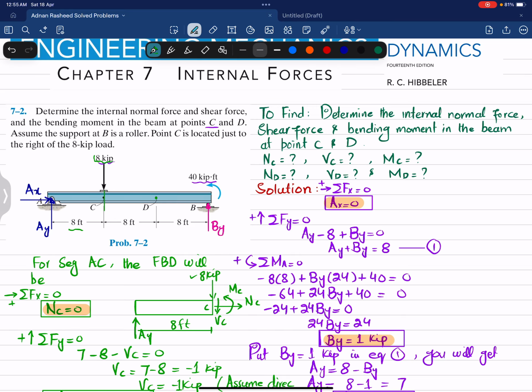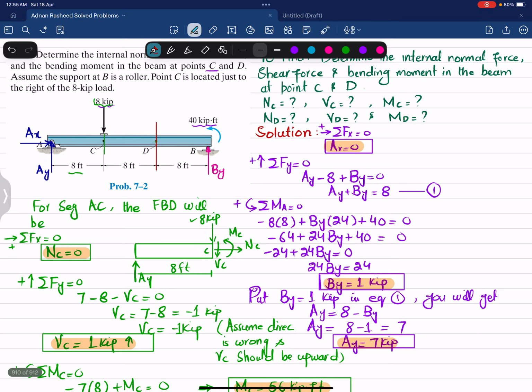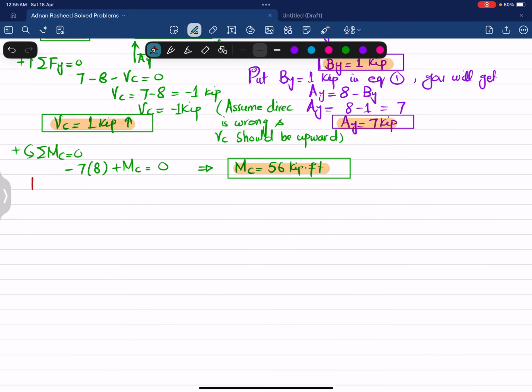So for that we will cut this beam at this D, and we will take this portion for our analysis purpose, and we will draw the free body diagram. So for segment BD or DB, I will draw the free body diagram over here. So this is the beam, clear. This is your point B, and this is your point D.